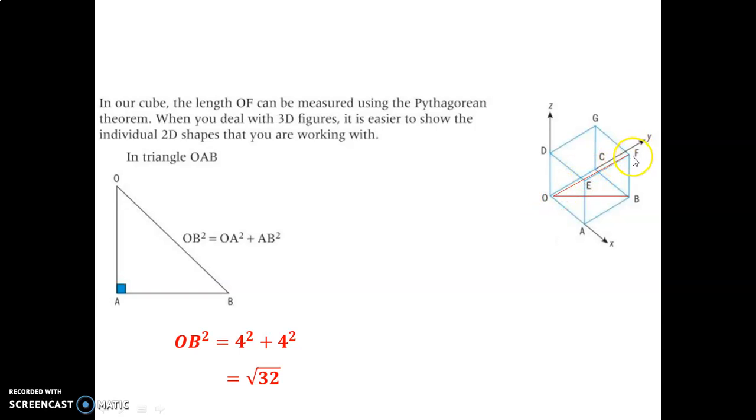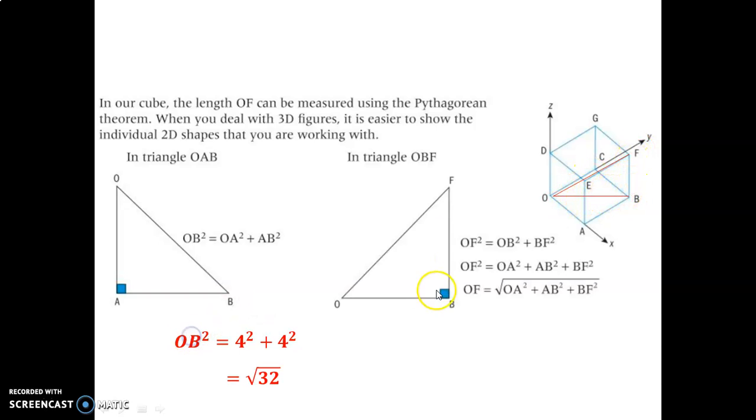OF connects this point and this point. Those two points are connected in 3D space, but we still have a right triangle here. That right triangle, try to imagine it, is not flat on the surface of a face like the bottom triangle was. It is a right triangle that's standing up inside the cube. To find OF, we need to know OB and FB. Well, we already know OB, we found it here. So to find that standing triangle, it's OF squared equals OB squared plus BF squared.